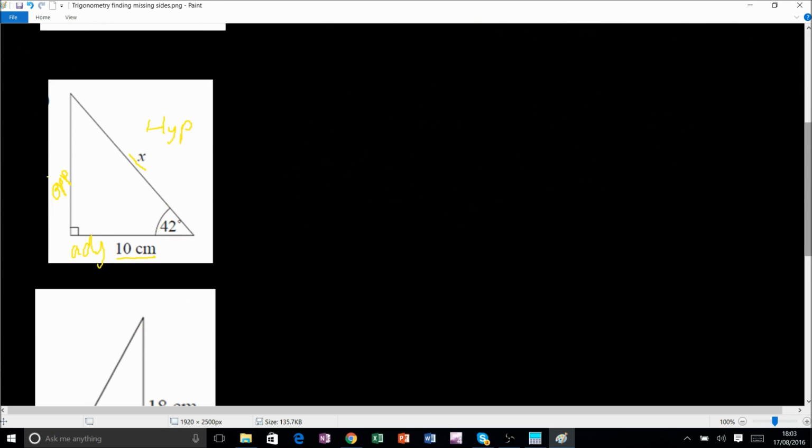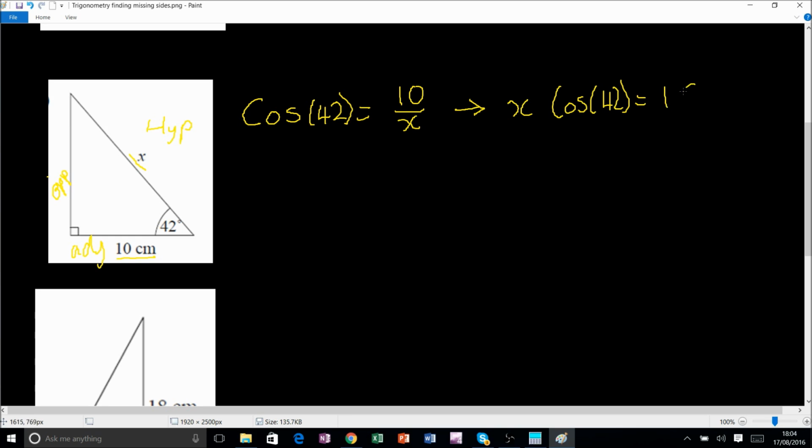Okay, so we're going to write down, and we're not going to put theta because we have our value for theta. Our value for theta is 42. So cos 42 is equal to the adjacent over the hypotenuse. So it's equal to 10 over x. Okay. Again, we need to do a little bit of rearranging. So we're going to basically have x cos 42 is equal to 10.